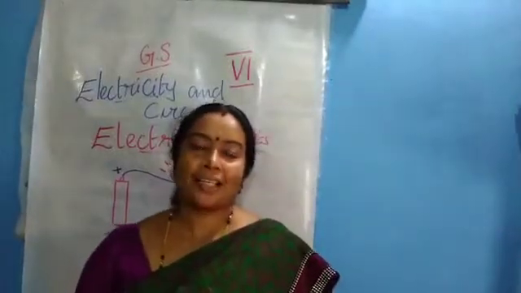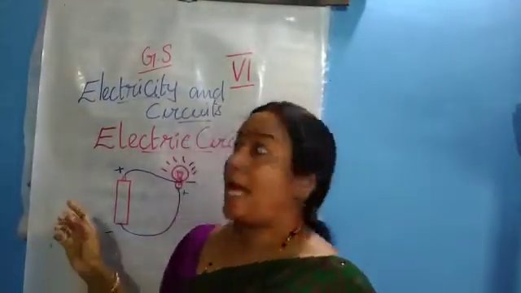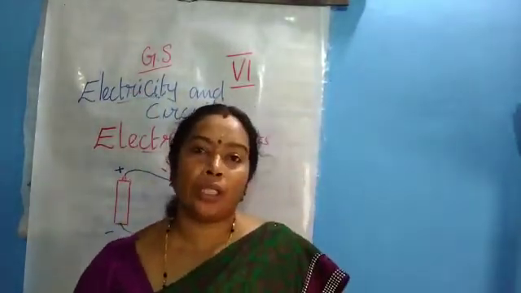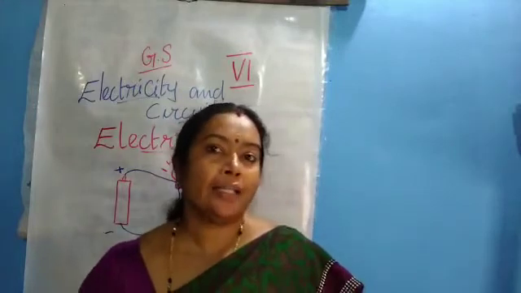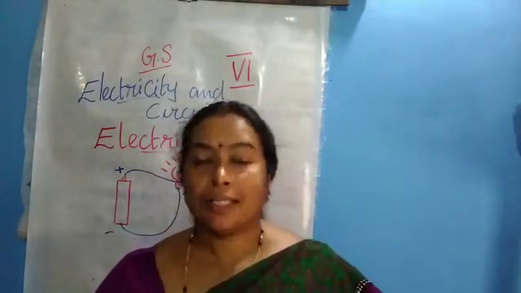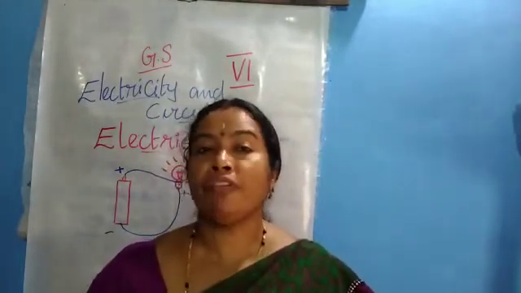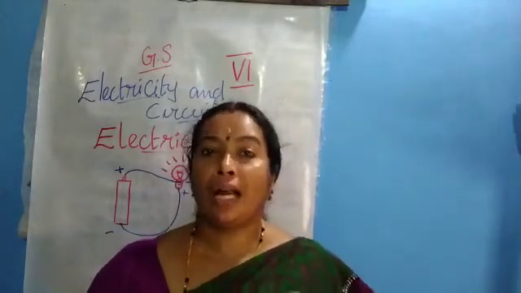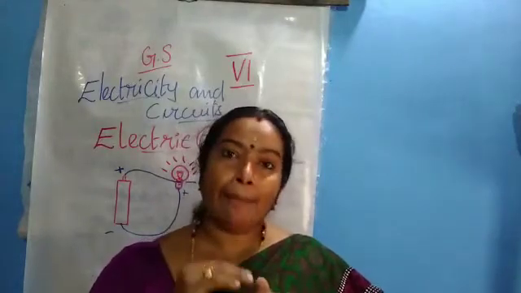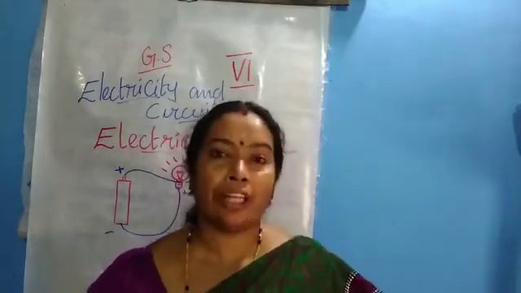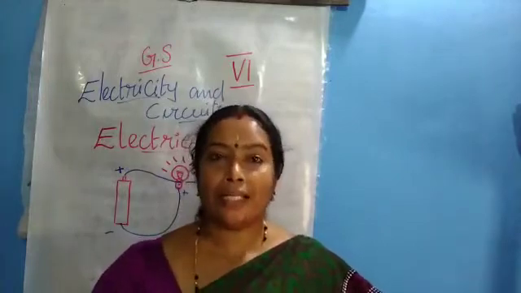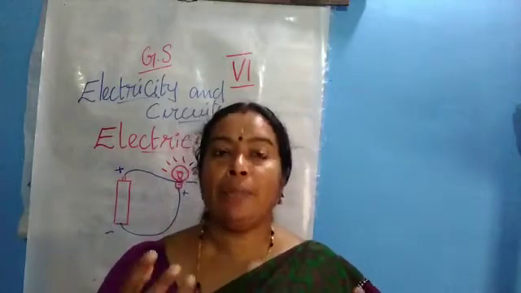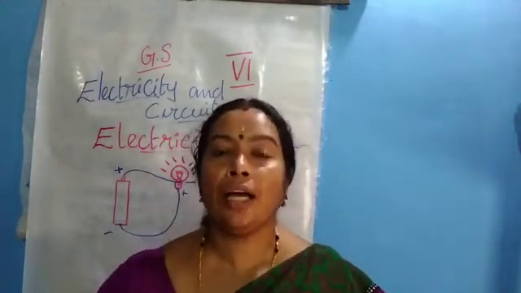Dear students, in the last class of this chapter, electricity and circuits, we discussed the electric cell and the electric bulb. An electric cell is nothing but a source of electric current. It contains two terminals, the positive and the negative. The cap of the cell is the positive terminal and the flat side is the negative terminal. The chemicals inside the battery generate the electricity.